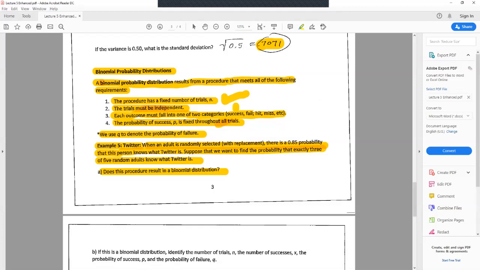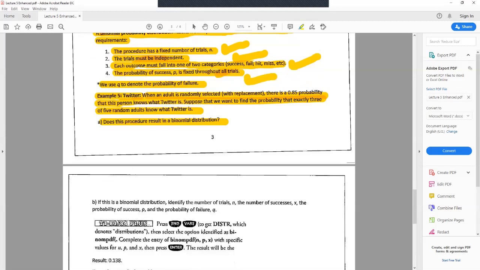So we have independence. Do we have two outcomes? Yes, either they know what Twitter is or they don't. There are only two possible answers. And then do we have a fixed probability of success P? Yes, because research has shown that 85% of adults know what Twitter is. So every time we ask an adult if they know what Twitter is, there's an 85% probability that they will say yes. So this would be a binomial probability distribution.